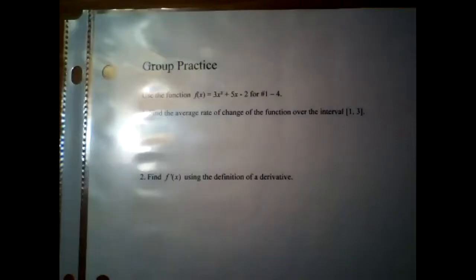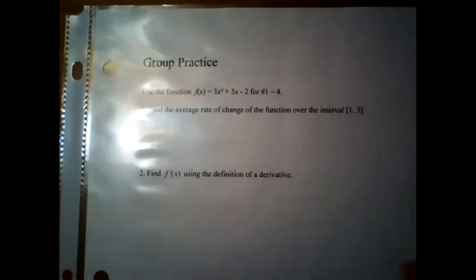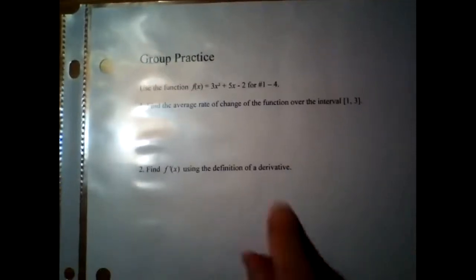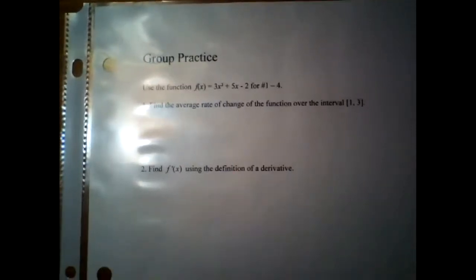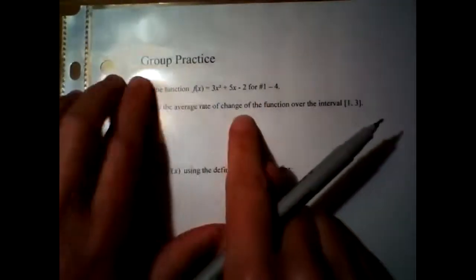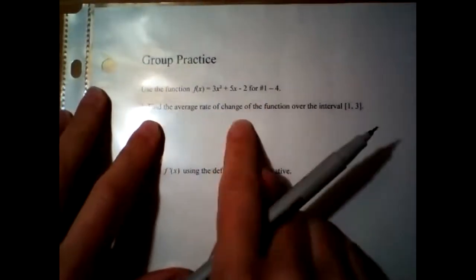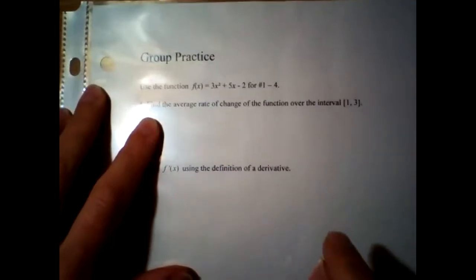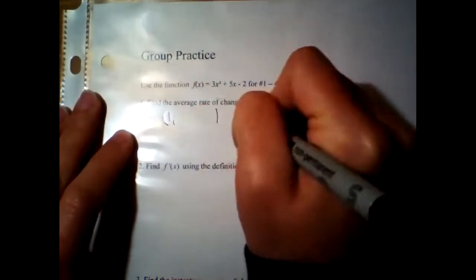So we're going to use this first function to answer these several questions. So find the average rate of change. What does that mean? Just average rate of change. You can type it in the chat. What does that mean we're going to find? Good, slope. All right, we want a slope between 1 and 3.